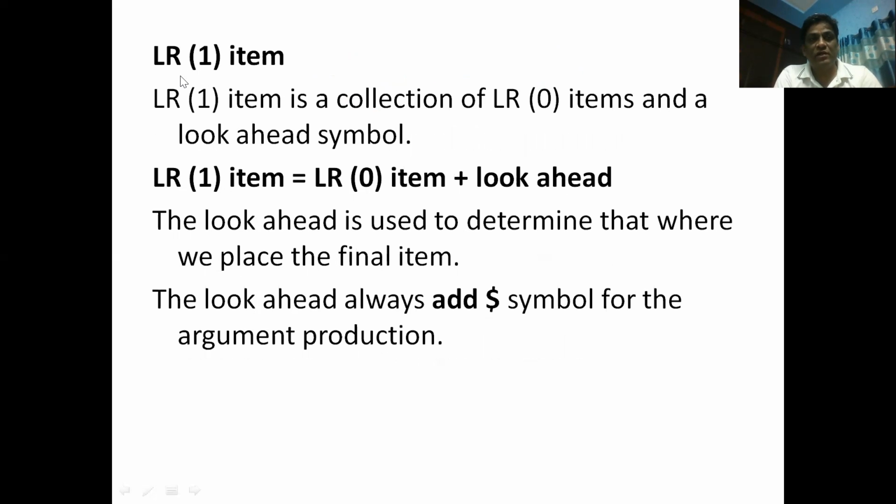A small recap here. What is LR(1) item? LR(1) item is nothing but LR(0) item plus an additional look ahead. We saw this in simple LR parser, LR(0) items, and with an additional look ahead, we form LR(1) item. The look ahead symbol always starts with the dollar for the augment production, and then we continue the process by calculating the LR(1) items for the remaining productions. So the augment production should always begin with the look ahead symbol dollar. You need to remember this point.